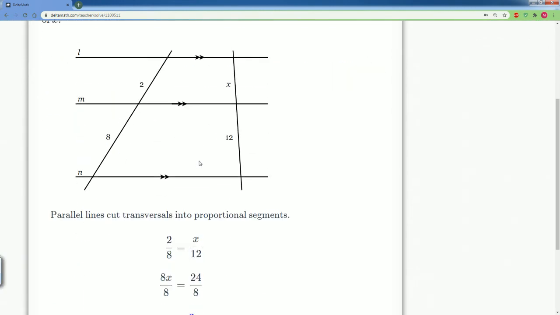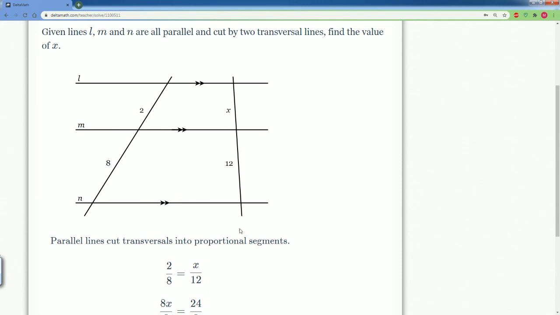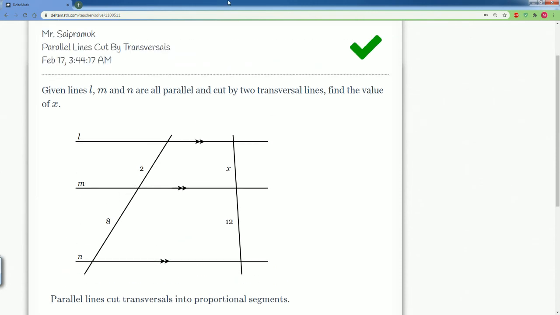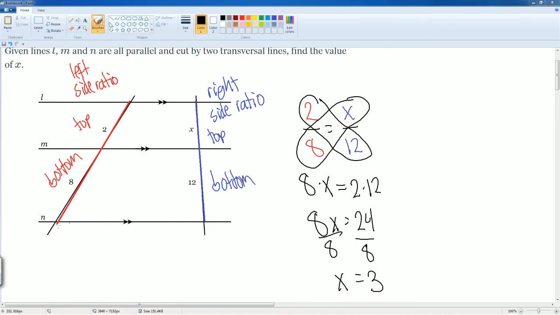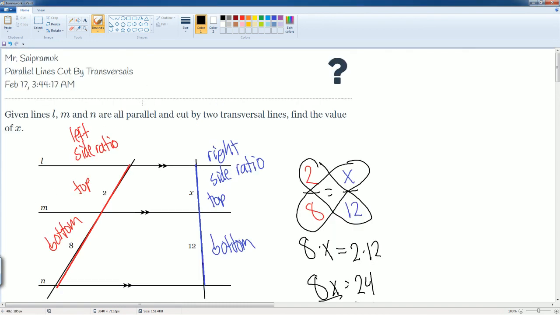That is it. All right. Make sure you set up your proportion to solve, and you set up your proportion by just looking at the transversal line. All right, there you go. That is everything that you need to know to solve parallel lines cut by transversals.